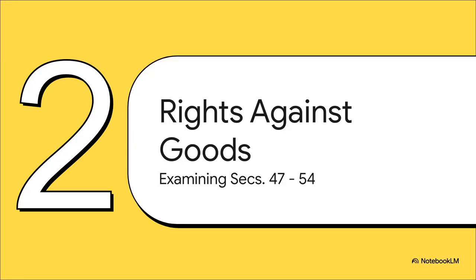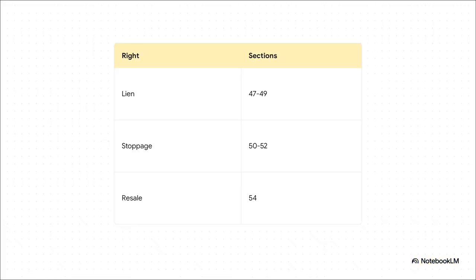Moving on to the first major branch of remedies. Heading number 2, Part 1, rights against the goods. Examining sections 47 through 54. Make sure to underline this heading. We are going to divide the seller's rights into two distinct parts, starting exclusively with the physical goods themselves.